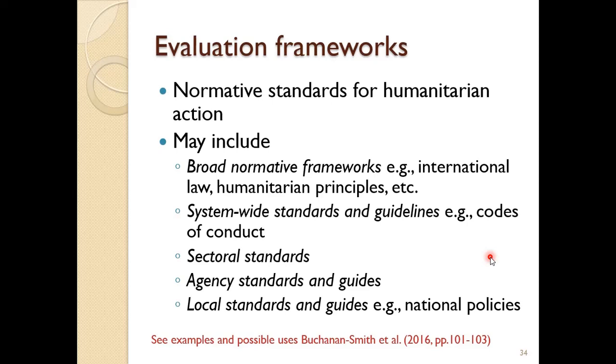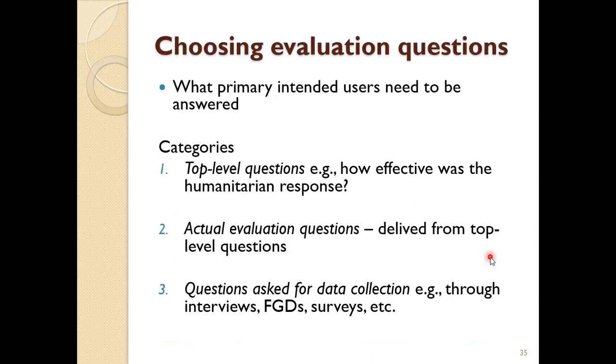You have agency standards. For instance, the agencies that are being evaluated have their own guidelines and standards on how certain issues must be done. But also you have local standards and guides, such as national policies, that would influence how certain evaluations can be done by evaluators. So these are some of the considerations that might be taken into account while trying to frame the evaluation. Then, of course, you must choose questions, and the questions that are selected should be able to generate findings that would answer the needs of stakeholders, especially primary intended stakeholders.